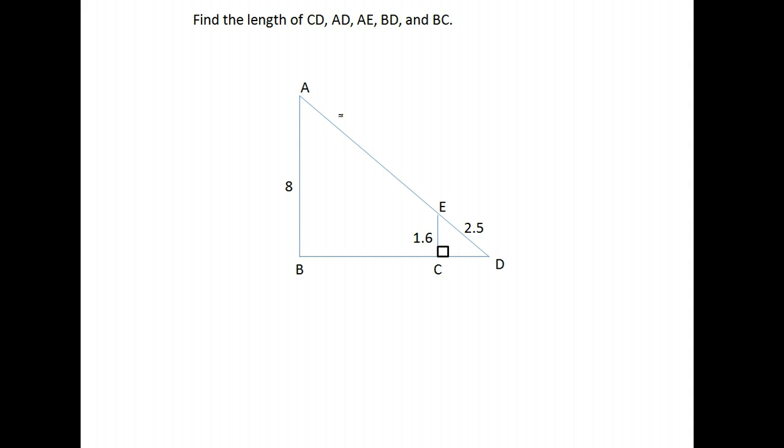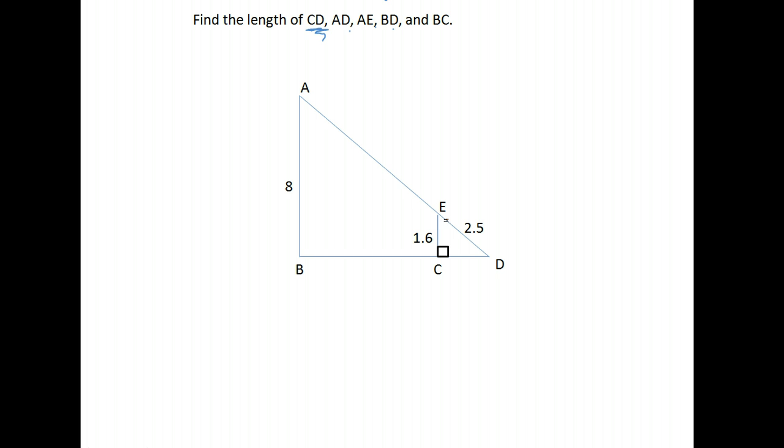To solve some more complex problems, we're going to find missing lengths of triangles using the fact that the two triangles are similar. We have a figure here, and we're asked to find all of these lengths: CD, AD, AE, BC, and BD. Notice we have two similar triangles.